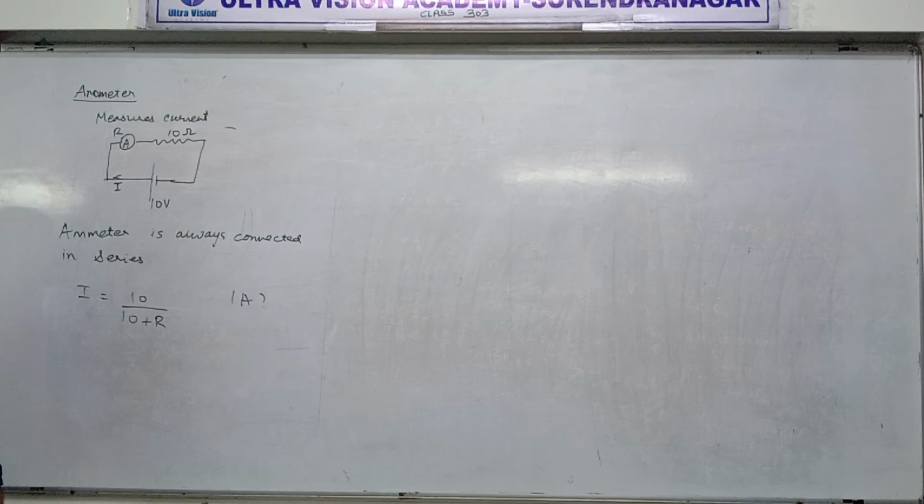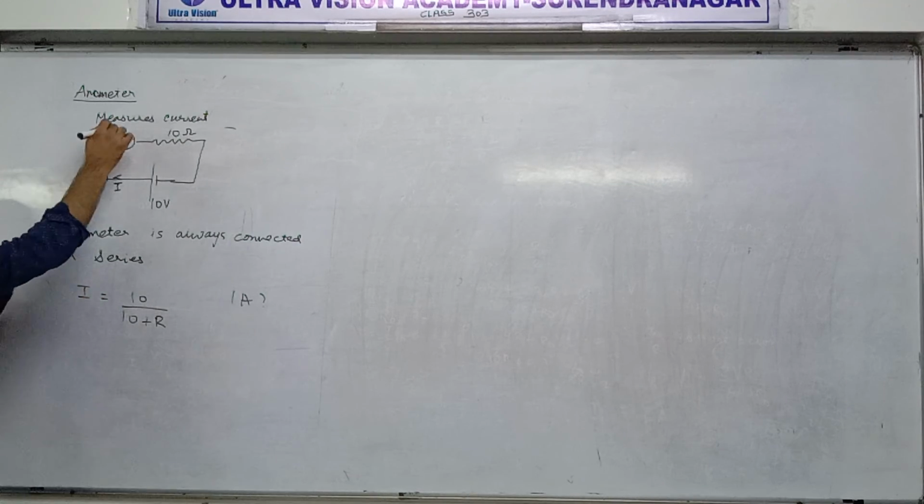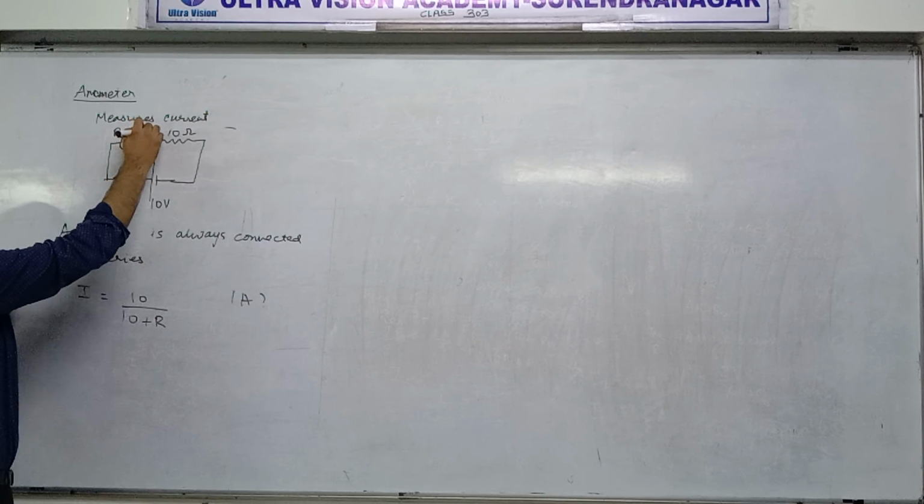Not 1 ampere. So when we calculated theoretically, it was 1 ampere. But when I connected the ammeter to measure, the circuit has changed. Nature is fooling us. Did you notice? If you just calculate, you get 1 ampere, very good, but if you try to measure it, it's not 1 ampere. There is an error.